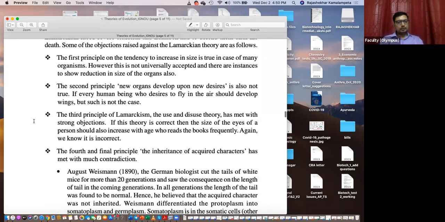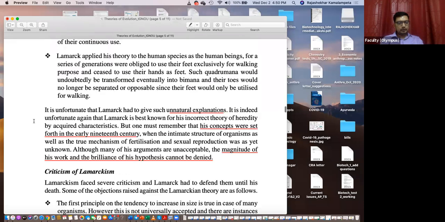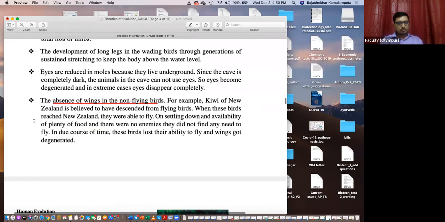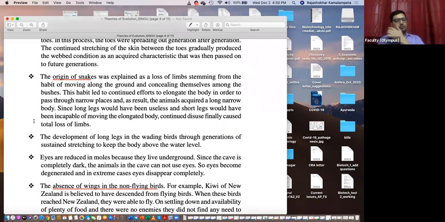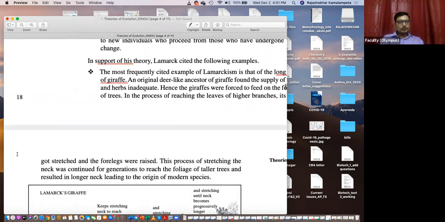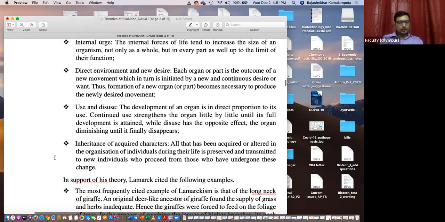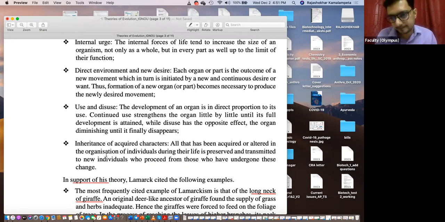Okay, right. So, these 4 steps are clear to you. Even if you are writing a shorter note, you can manage to write them. You don't have to just mention them like in the image before. Talk about the urge, the new needs and the environmental role, but emphasize mostly on the last parts: use and disuse of organs and inheritance of acquired characteristics.